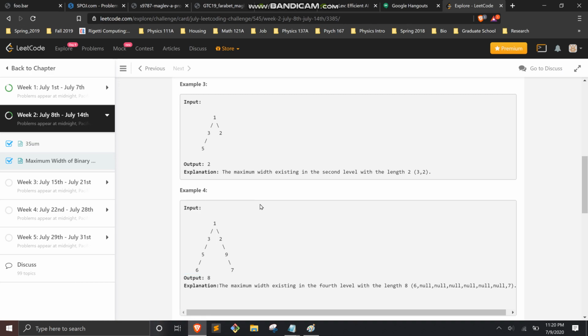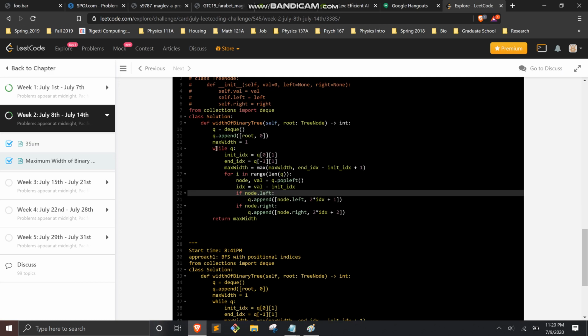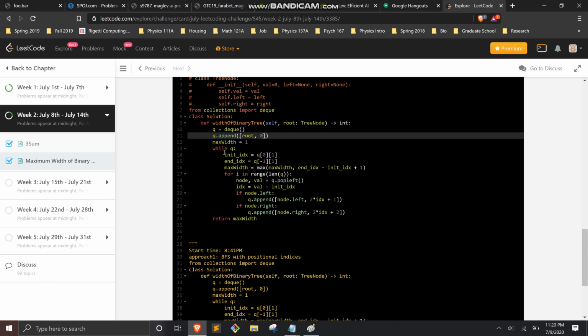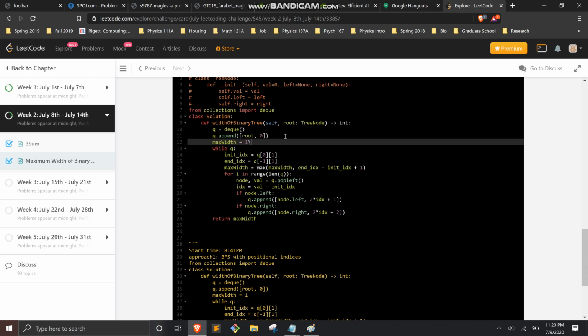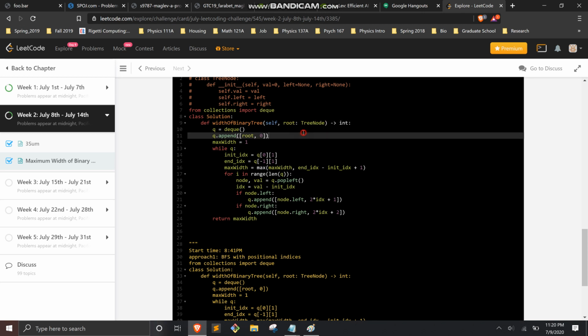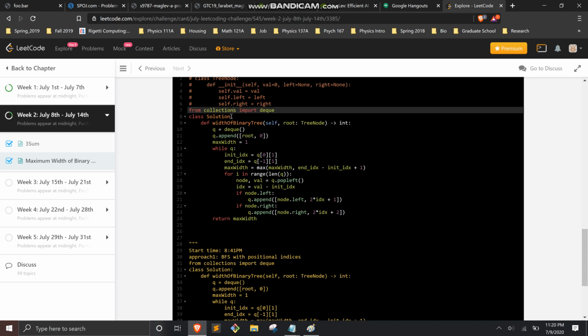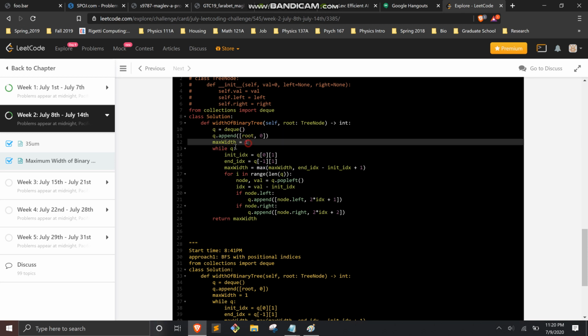So if you look at the code, the q is equal to the deque, adding in the root, and adding in the current index to be 0 for the root. Max width, I just set it to 0, because the max width could be 0. Well, no, it has to always be at least 1, because if you have a root, it's going to be at least 1. And I'm not even considering the case that the root could be null, just assuming there's always a root that is not None, in terms of Python. So I'm using a deque here, so max width 1.